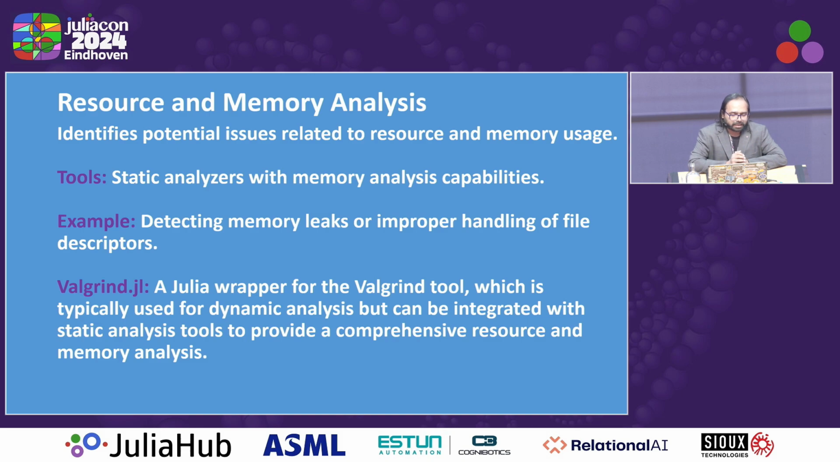The next is resource and memory analysis. It identifies potential issues related to resource and memory usage. Again, tools can be static analyzers with memory analysis capabilities. An example is detecting memory leaks or improper handling of file descriptors. You can consider a library called Valgrind.jl, which is a Julia wrapper for the Valgrind tool. It is typically used for dynamic analysis, but can be integrated with static analysis tools to provide comprehensive resource and memory analysis.